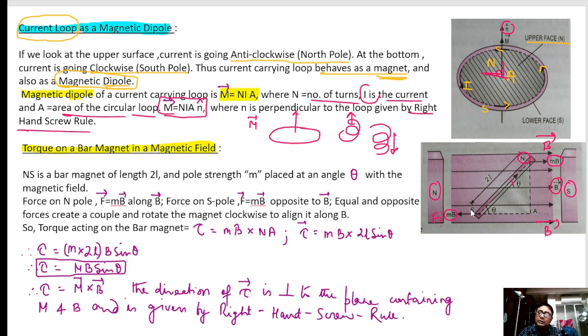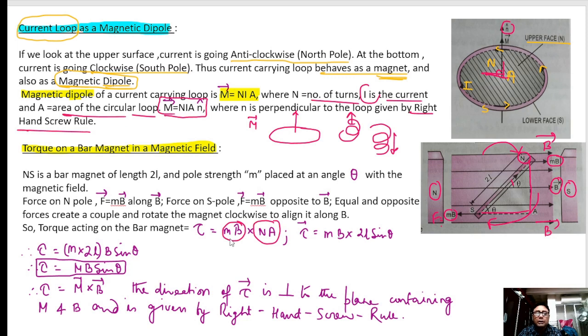Now what is the torque acting on it? Equal and opposite forces produce a torque. So torque is the force into the perpendicular distance. This torque will try to rotate the magnet like this and put it in an equilibrium position along the direction of the magnetic field.